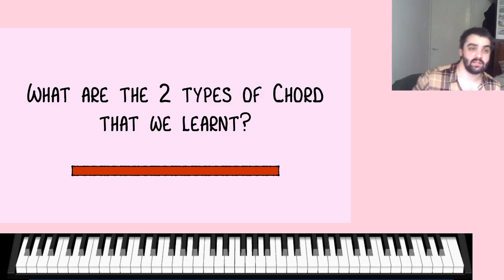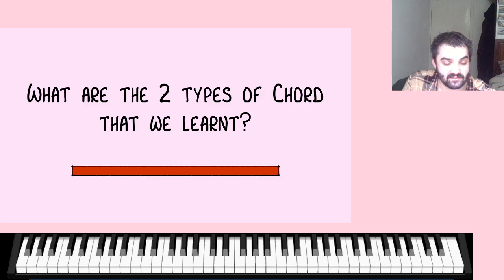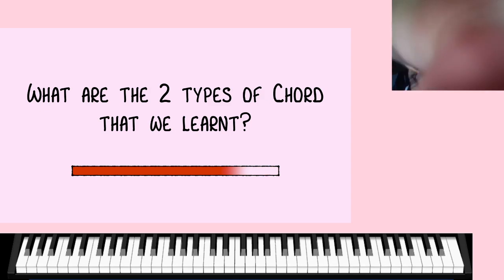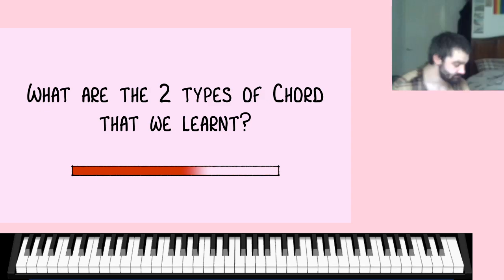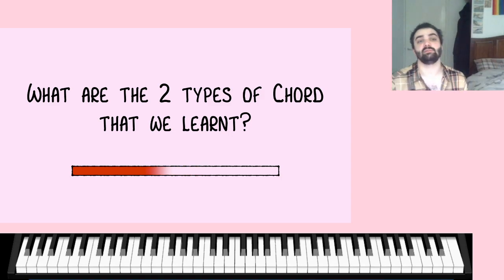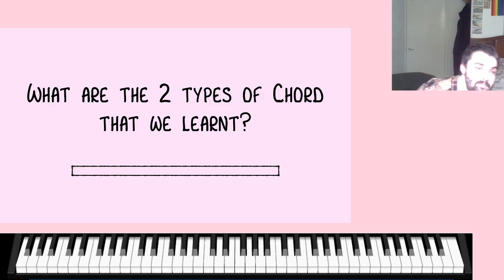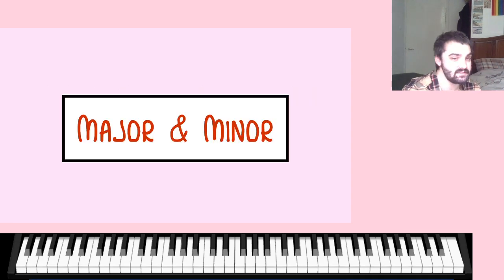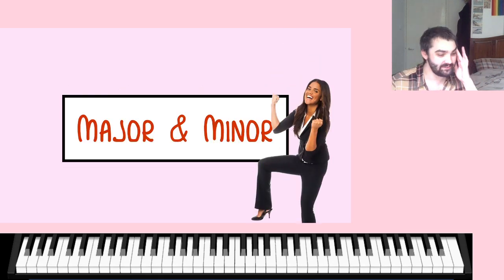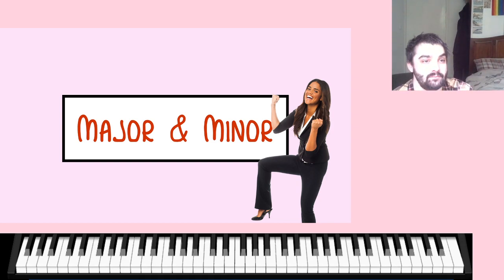So, we learned two types of chord last week, I've already told you. But still, what are the two types of chords that we learned? Okay, time starts now. What are the two types of chords that we learned last week? Okay, time is up. The answer is major and minor. So if you got that, you get a point. Congratulations. Okay. So next question.